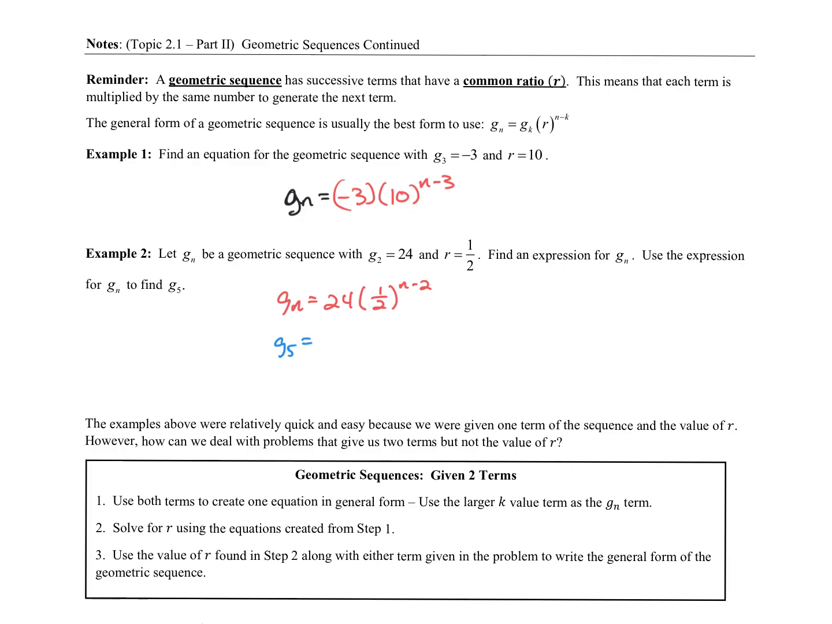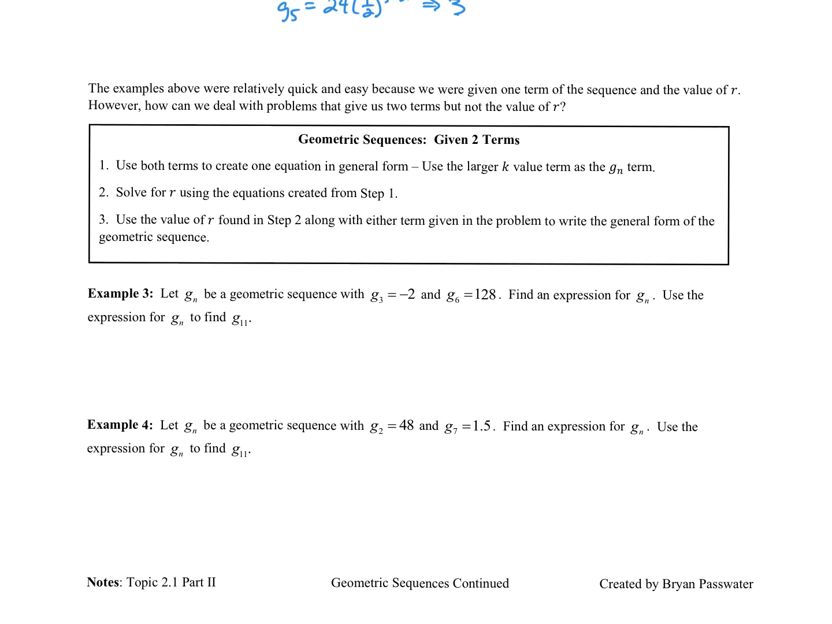We're smart. So now we have 24 times 1/2 to the power of 5 minus 2. And 5 minus 2 is 3, so 1/2 to the power of 3, which is 1/8. So we got 1/8 times 24, which is 3. All right, keep going, Ethan. You're doing great.